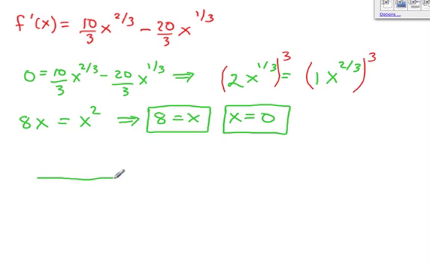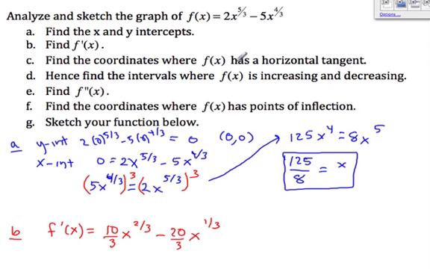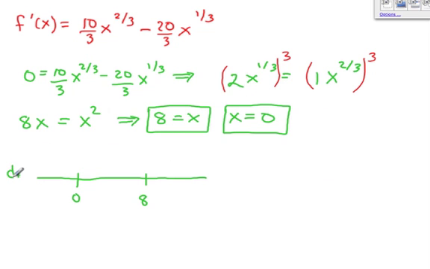Okay, so we do that with a number line. We plug in 0 and we plug in 8. This is part D, I believe. C is what we just did. So what should we plug in in this area? Probably -1. This is f prime. Let's plug in -1 here.